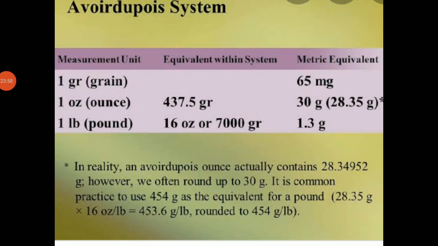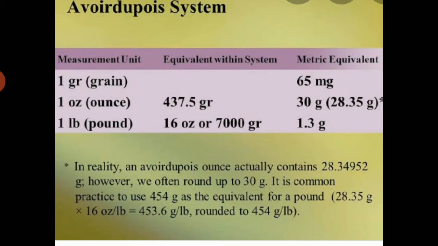Next, the Avoirdupois system. In reality, an Avoirdupois ounce actually contains 28.34952 gram. However, we often round up to 30 gram. It is common practice to use 454 gram as an equivalent for a pound, that is 28.35 gram times 16 oz per lb, that is 453.6 gram per lb, rounded to 454 gram per lb.